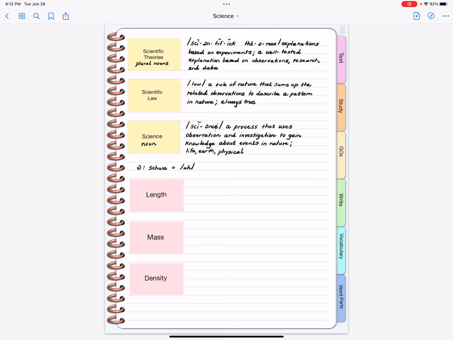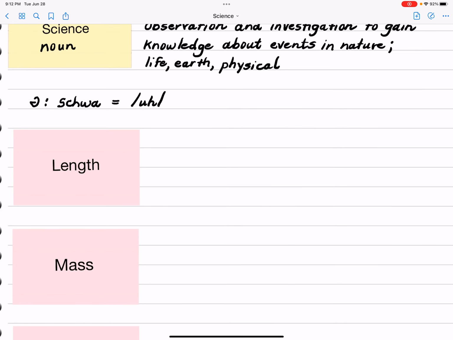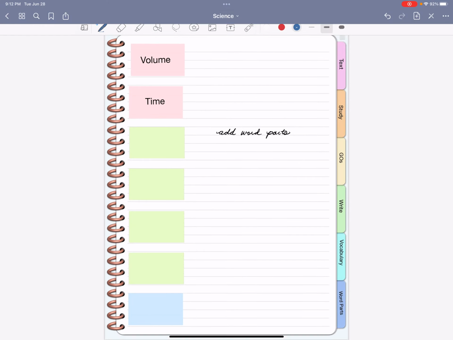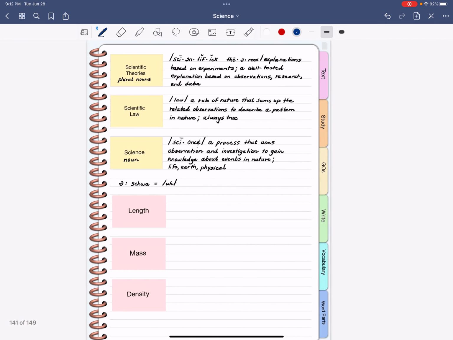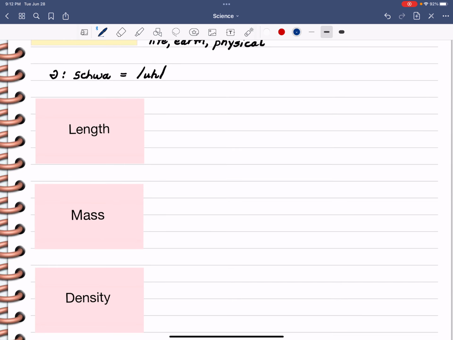Alrighty. The word length, let's do the pronunciation. Length is a one-syllable word. It only has one vowel, the E, so it can only be one syllable. Length.